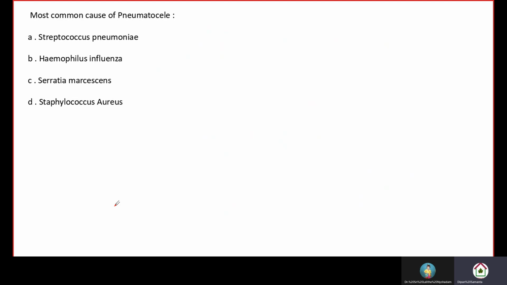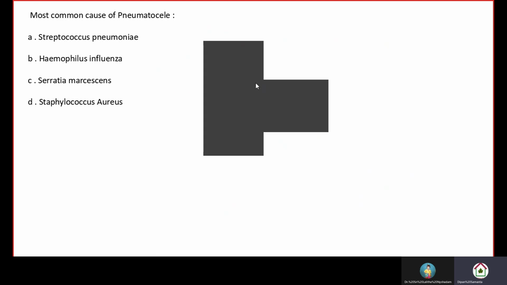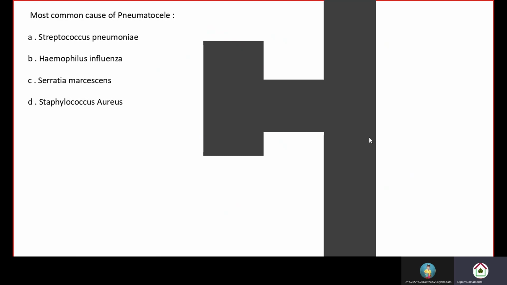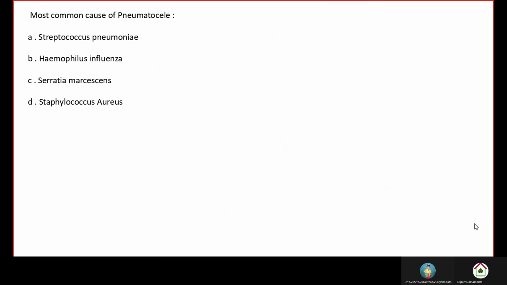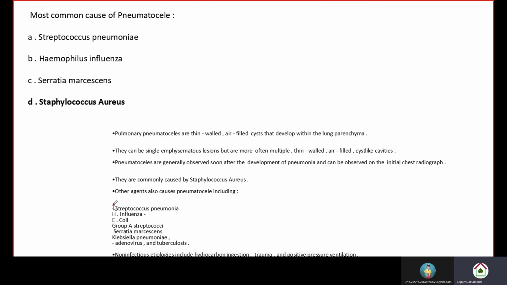Most common cause of pneumatocyst is Streptococcus pneumoniae, Haemophilus influenzae, Serratia marcescens, and Staphylococcus aureus. And the answer is Staphylococcus aureus. Pulmonary pneumatocysts are thin. What is pneumatocyst? They are thin-walled air-filled cysts developed within the lung parenchyma. Very important point: present within the lung parenchyma.